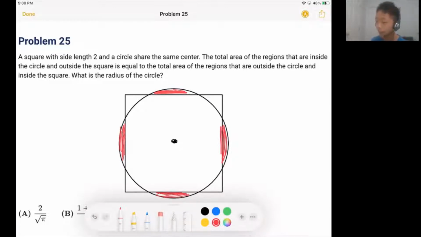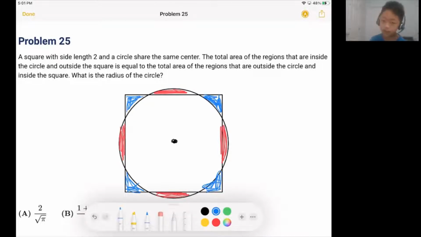And we're given that the sum of the areas is equal to the total area of the regions that are outside the circle and inside the square. So inside the square, the total region needs to be outside the circle. That represents these corner regions here. We're essentially given that the sum of the blue regions is equal to the sum of the red regions. And we want to know what is the radius of the circle.